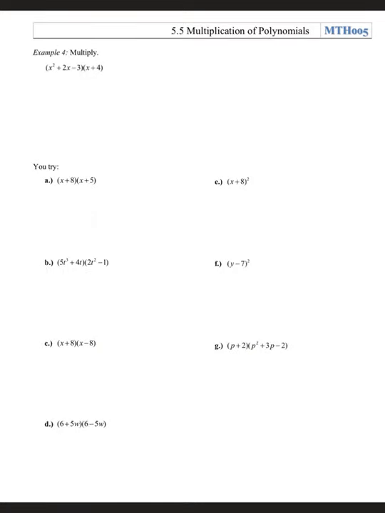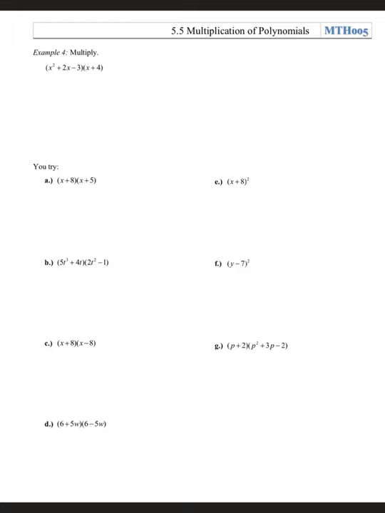Okay, and the last thing we have now is we're still multiplying two polynomials, but this time we have a trinomial and a binomial. So the foiling technique really doesn't work here because we have three terms. But it's still going to be the same process as that process.